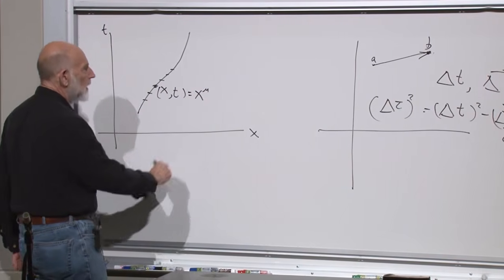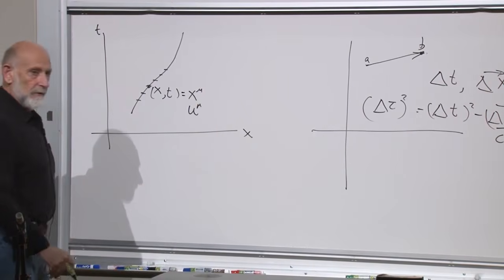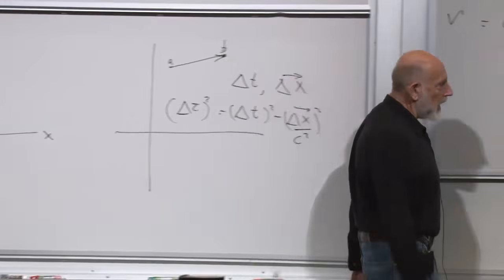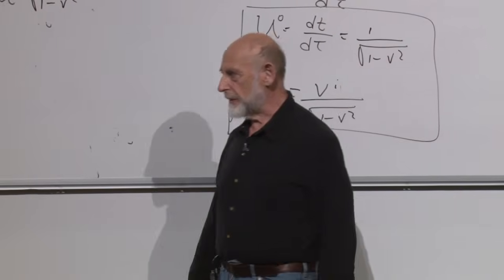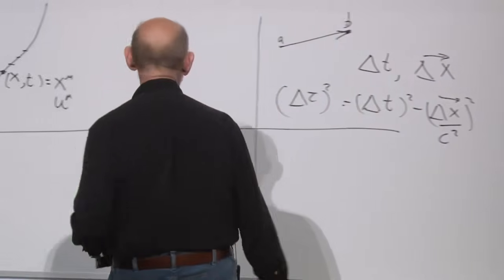And also a 4-vector of velocity. Now, the 4-vector of velocity doesn't really have 4 independent components. It only has 3 independent components. Let's go through why that's true.